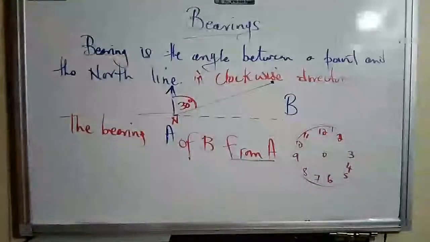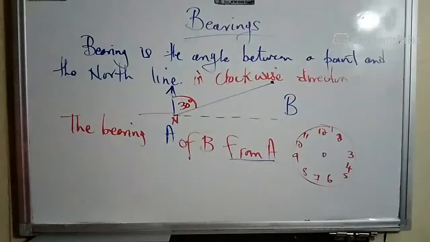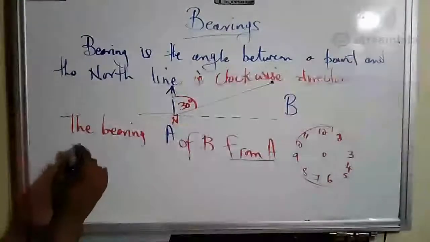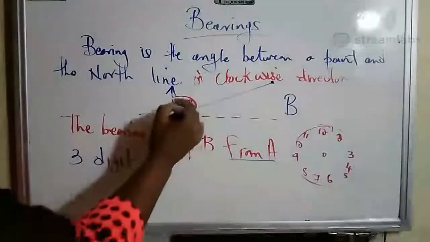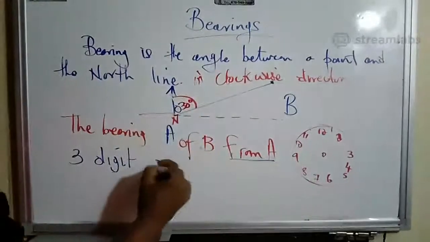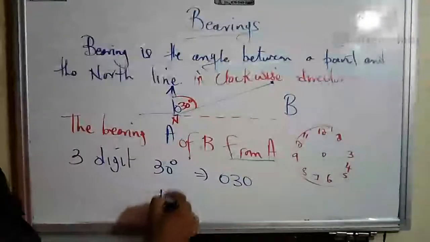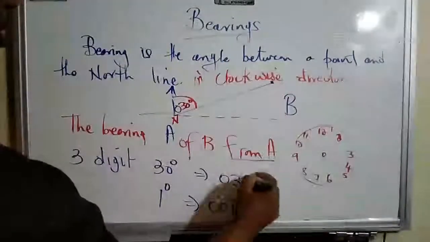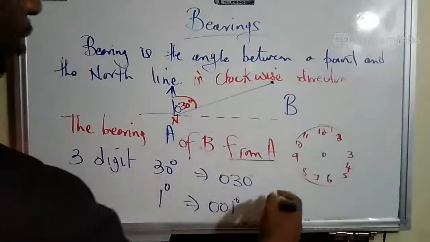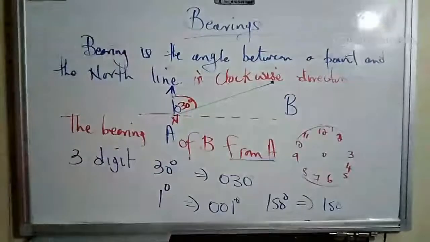Alright guys, so these are some very basic things, but nevertheless very important. Now I did something, I put 30 degrees right here. However, a bearing must be 3 digits. I was going to correct it, so you have to put a 0 in front of this. So 30 degrees is the same thing as 030. What about 1? 001. Very important. Alright guys? And as you know, 150 is the same thing as 150. It must be a 3-digit number.